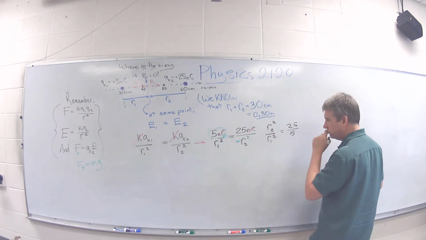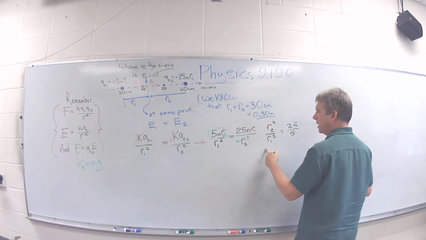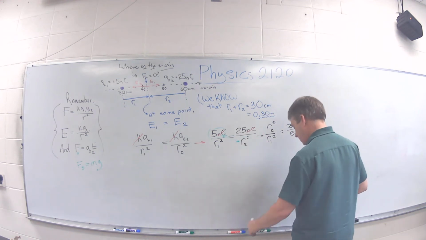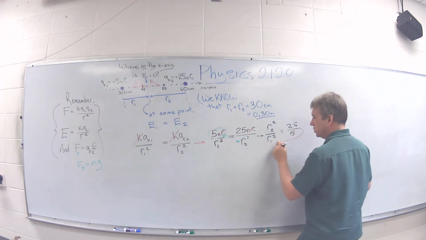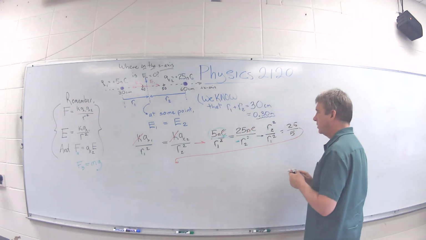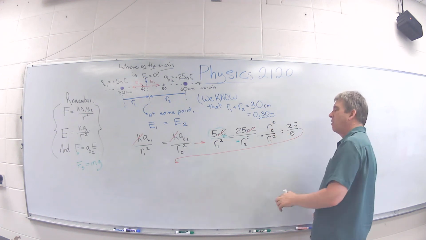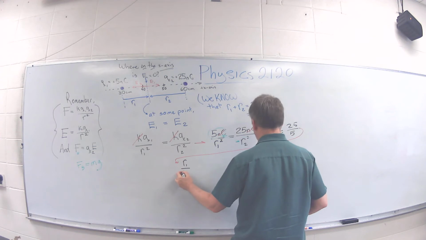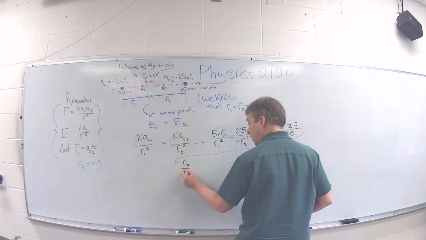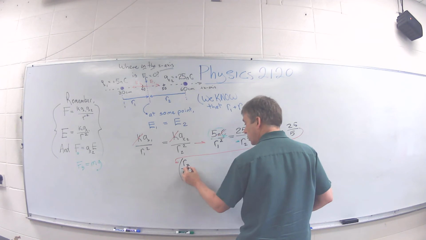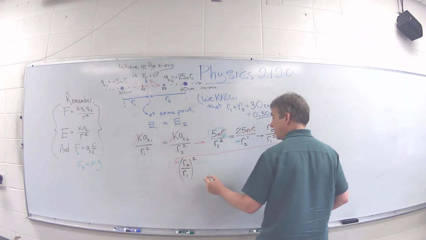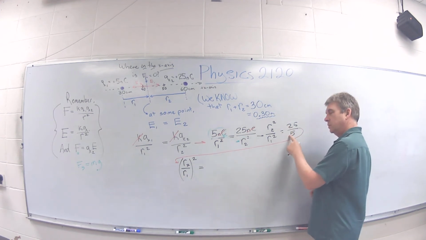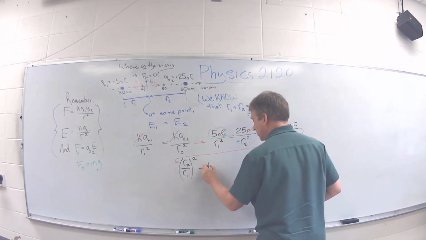Now, since both of these are squared, we can rewrite this. And I'm going to go back over here. Let's make a little arrow to show where I'm going. I'm going to do another line here. But what I'm going to do is take R1 over R2, so R1 over R2 over R1 squared equals 25 over 5, which is 5.